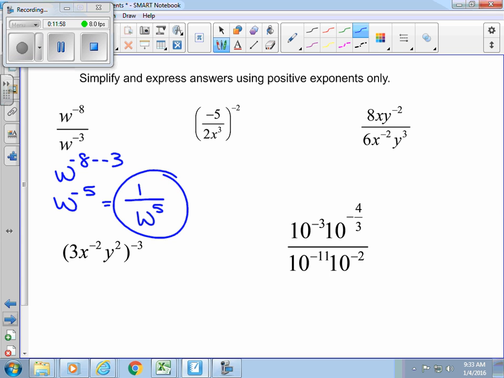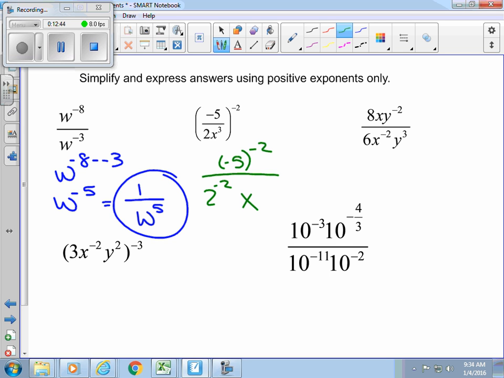So, any ideas on something I can do first on the next one to the right? Okay, the negative 2 is an exponent. Would we agree? And so we can put it with everything at the bottom. Right? So we can put the negative 2 with everything inside the parentheses. So that would be negative 5 to the negative 2 over 2 to the negative 2. What would the x be raised to? Follow a rule.